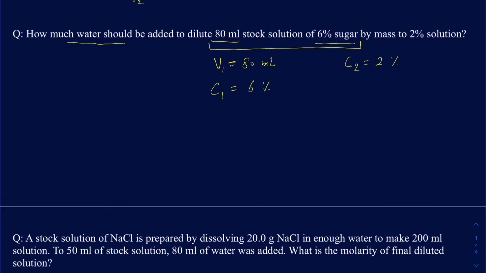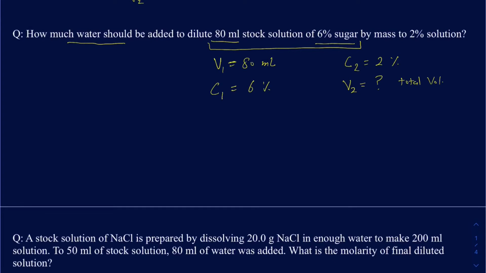It's not asking what the total volume of the diluted solution will be at the end of the day, but rather how much water is going to be added. Remember, there's not really any way to calculate the amount of water directly. You have to figure out the total volume of the diluted solution using the dilution formula. So we calculate V2, the total volume, and then subtract the stock solution volume from it to figure out how much water was added.